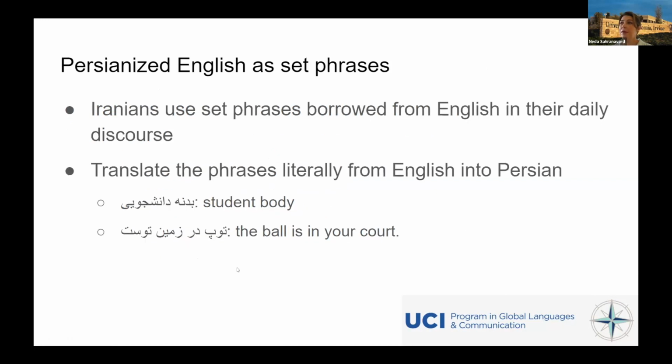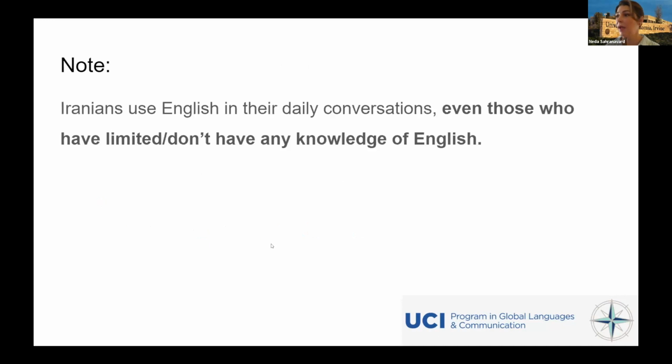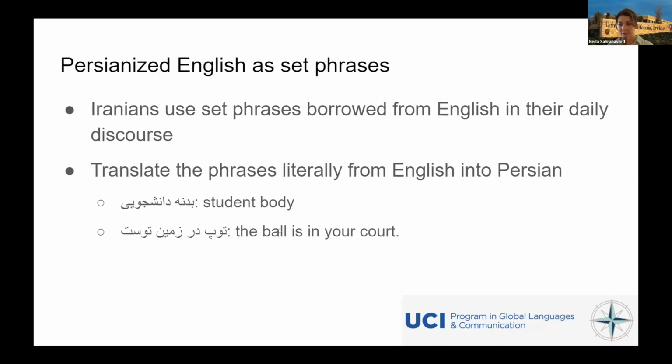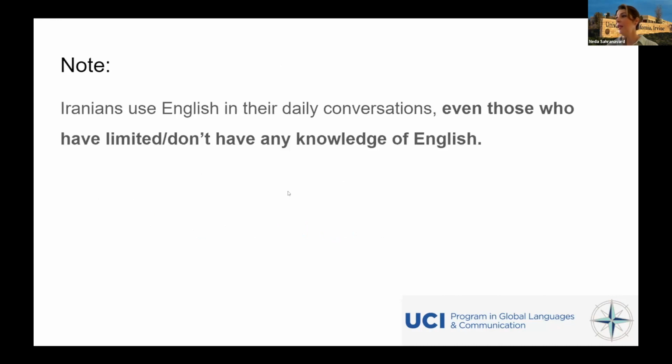The next pattern is Persianized English as set phrases. Iranians tend to translate and use English set phrases, let's say collocations, in their daily conversation. For example, "student body" is translated as "student" and "body" by itself, like "badane danishjuyi," or "the ball is in your court," "toop dar zamine to." So it's been translated word by word. And I found other examples that I didn't have time to share today.